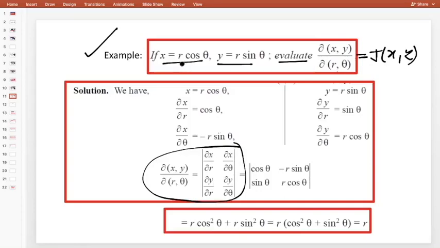So del x by del r is what? Differentiating r with respect to r gives 1, partial differentiation, so we get cos theta. Del x by del theta: with respect to theta, cos theta becomes minus sin theta, so minus r sin theta. Del y by del r is sin theta simply, and with respect to theta, sin theta becomes cos theta. Once you do the cross multiplication, the determinant is cos theta into r cos theta, minus this side. So r square cos square theta, and minus minus becomes plus r sin square theta. R will be common, cos square plus sin square becomes 1. So the Jacobian becomes r.